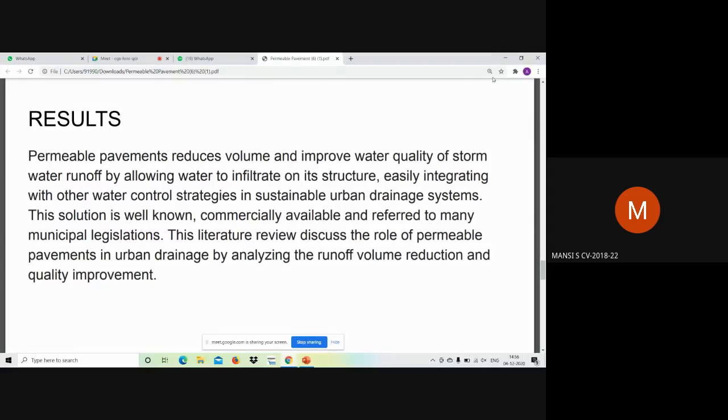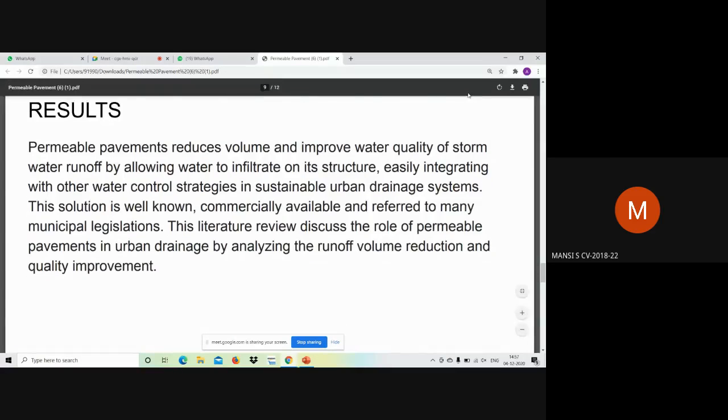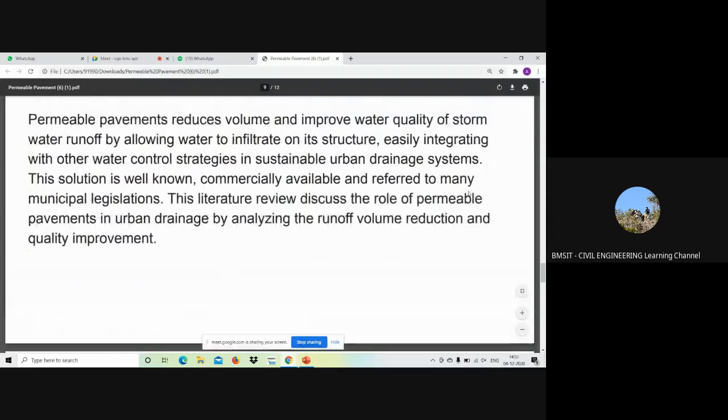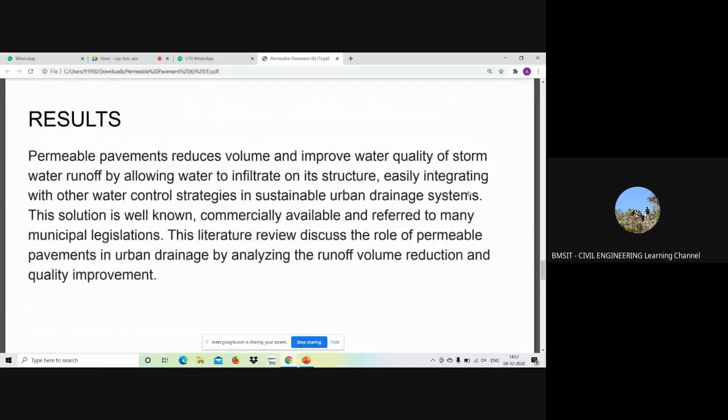Are you people done with your explanation? Okay, you are speaking about permeable pavements. Will that have a design life? You may be building for about say 30 years, considering 15 years of design life. So what would be the design life of permeable pavements?